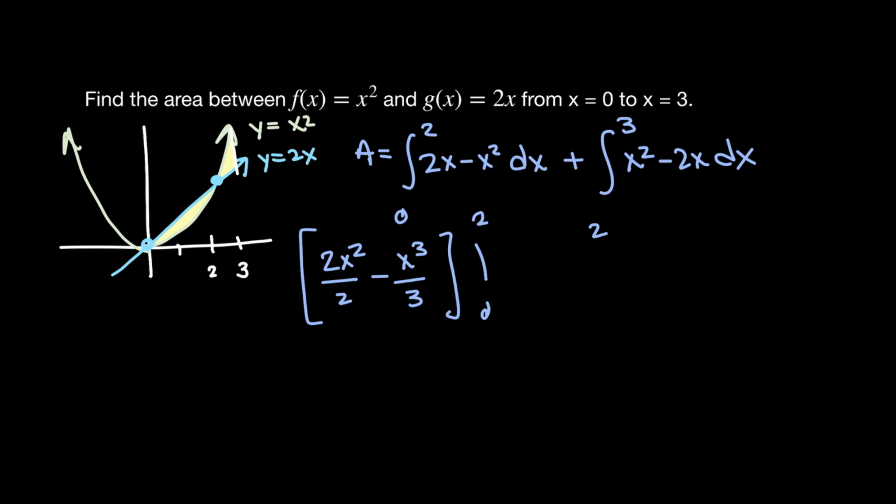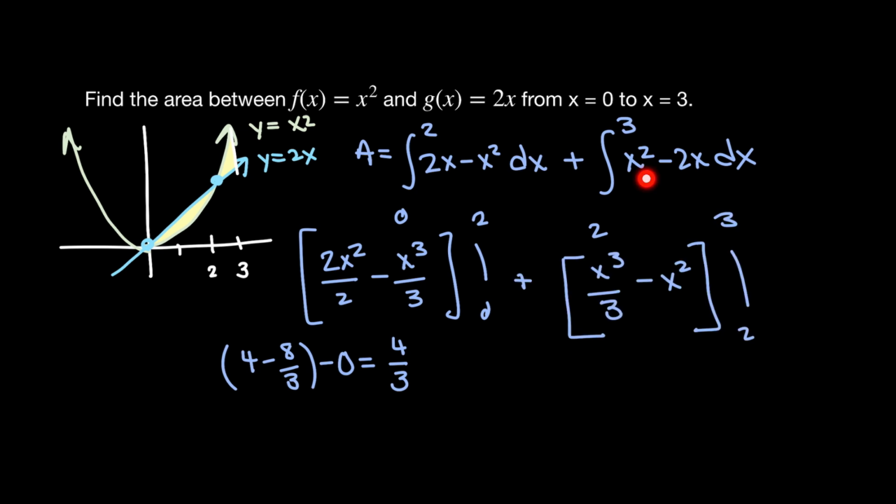So the antiderivative of 2x would be 2x squared over 2 minus the antiderivative of x squared, which is x to the third over 3. If I plug in my bounds of integration, when I plug 2 into that antiderivative, I end up getting 2 squared, which is 4, minus 2 to the third, which is 8, divided by 3. And then if we plug 0 in, we get 0. And so that simplifies down to 4 thirds. That's telling me the area of this region from x equals 0 to x equals 2 is 4 thirds.